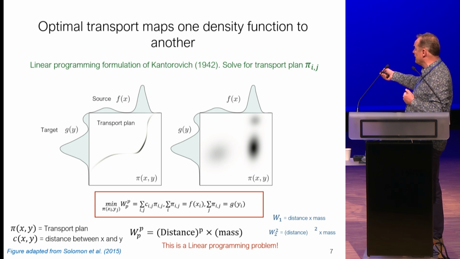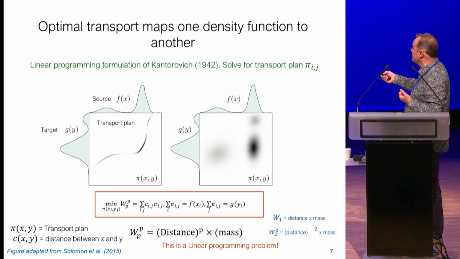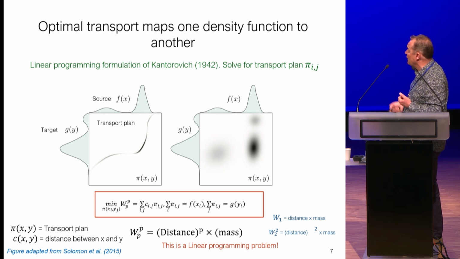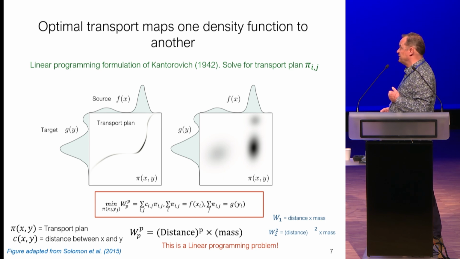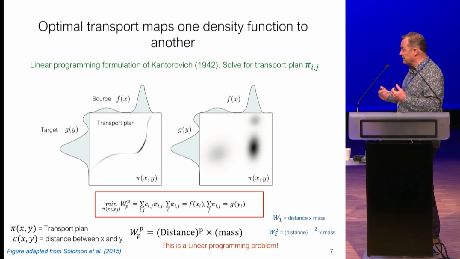But that's a linear function. We're searching for pi_ij, which is the transport plan now rather than map, under the condition that the sum of this matrix over columns is equal to f_j and the sum over rows is equal to g_j. Now, that means that we've just simply preserved mass.